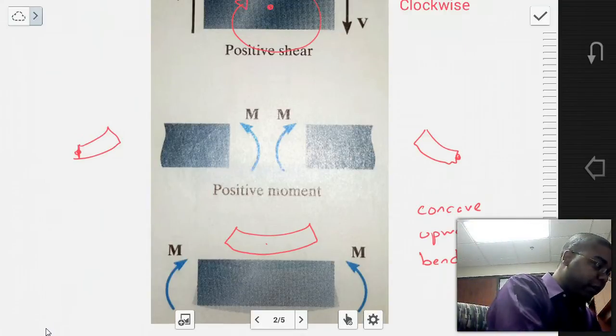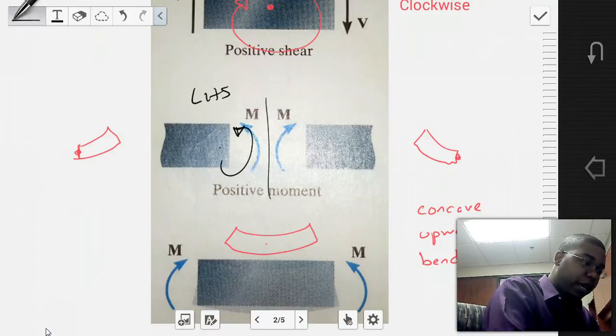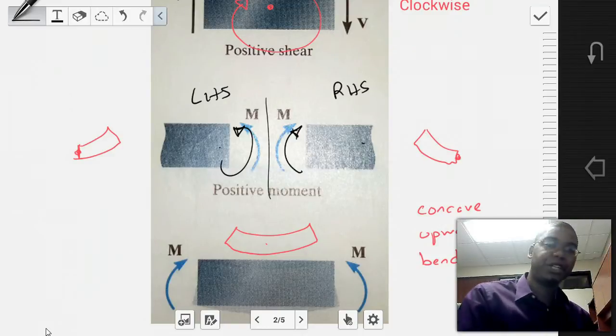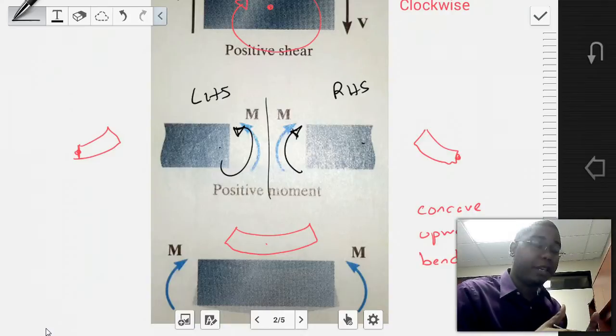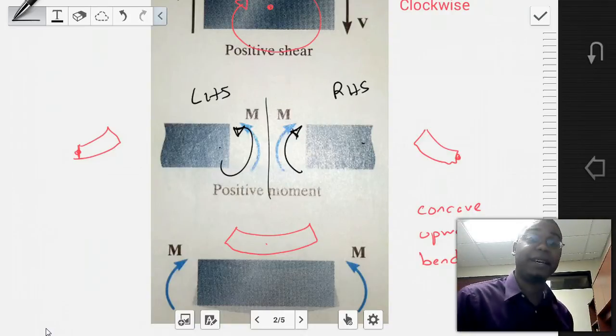We have a counterclockwise sense, left-hand side, counterclockwise rotation. And then the right-hand side, we have a clockwise rotation. And yet both of these are producing concave upward bends, and so the moments are positive.